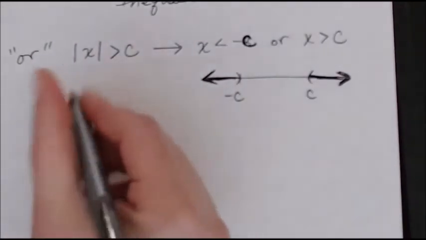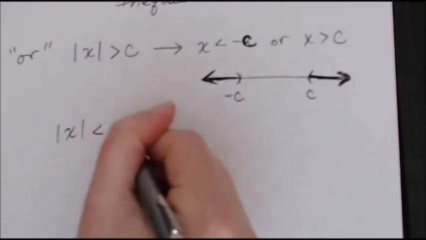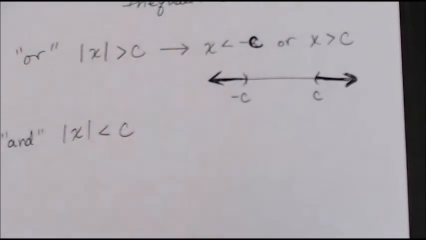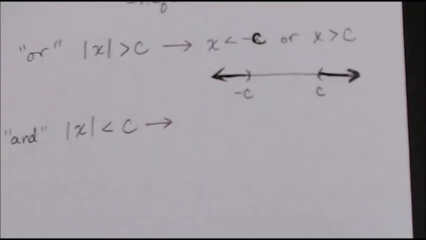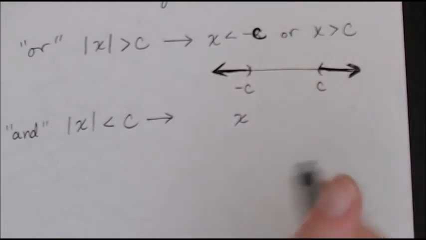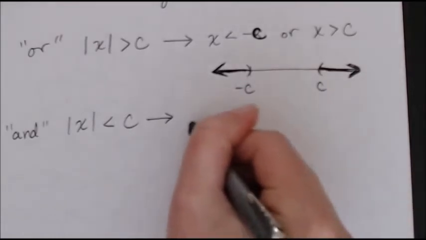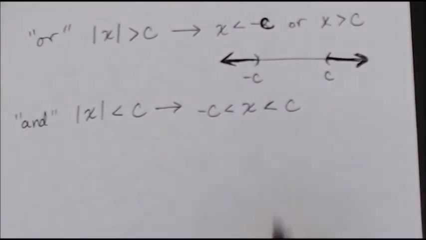The second case is if we've got the absolute value of some expression is less than a constant c. So this is the and case. So when it's this case, this is when you're going to have a compound inequality. And so we're going to rewrite what's in the absolute value, whatever it is, and we're going to make it greater than the negative c and less than the positive c. So this is the opposite case we just had. Your solution is going to be all the numbers between the negative c and the positive c.